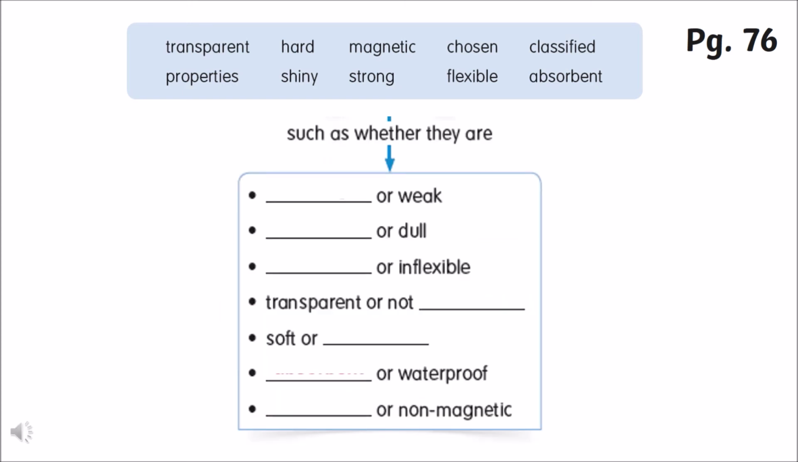And the bottom section. I actually think you should start with this one first. It might be easier. Now, these are the opposites of the properties. So, or weak, or dull, or inflexible, transparent or not, soft or waterproof, or non-magnetic. This is too easy for you guys. Really, really. I think start with this and then go back up to the top section.